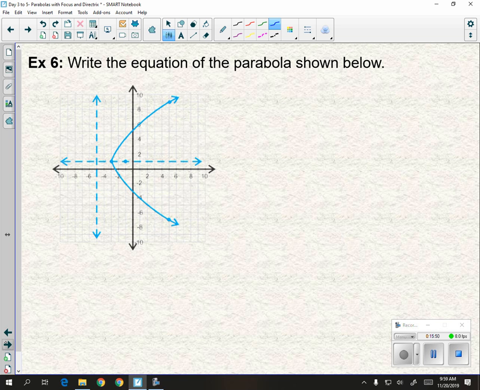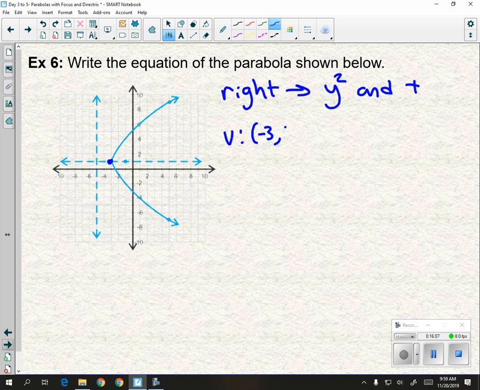This parabola opens to the right. So now we know that we're going to have a y squared, and because it's opening to the right, that is more specifically positive. Your vertex of this parabola is at (-3, 1), and the value of p, if you count, is 2. So we're going to start writing the equation as y squared equals positive 4px.